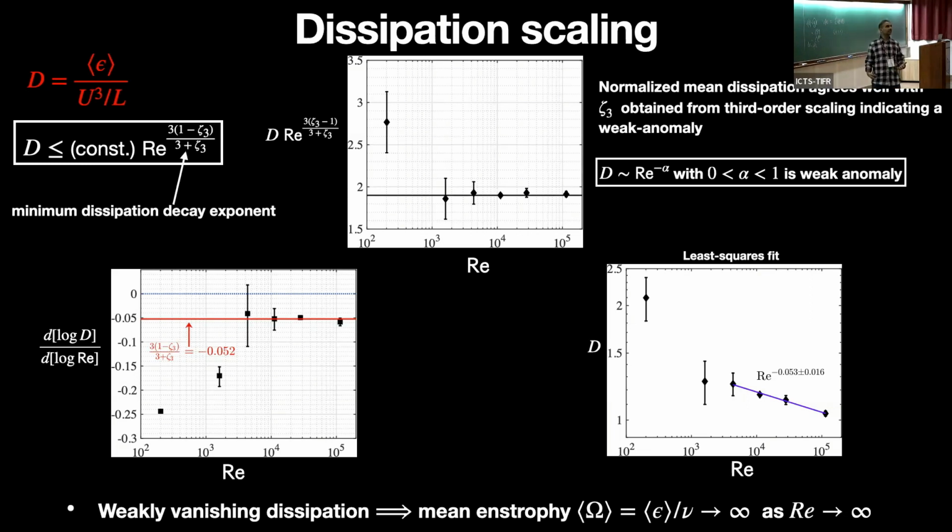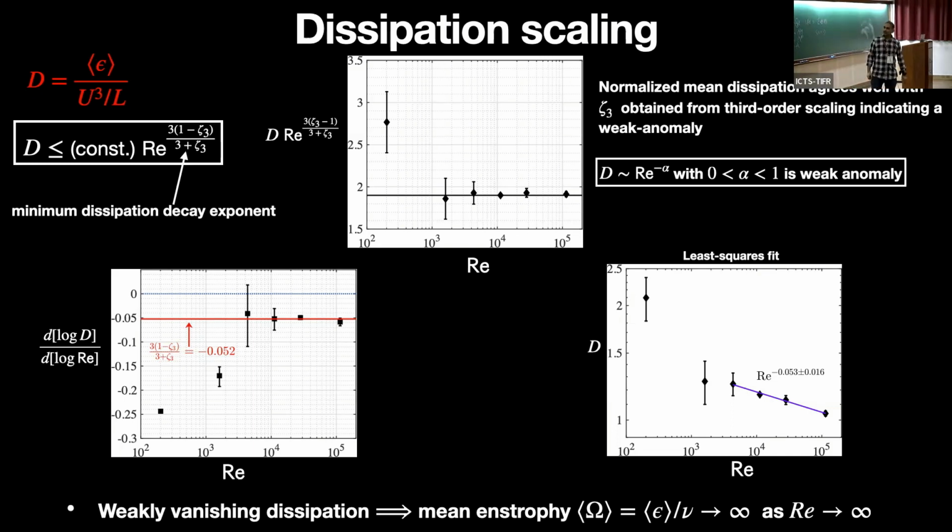You will see a value that is consistent with the value that you obtain from the exponents. So what you see here is the dissipation, the large scale data, is giving you a decay rate which is consistent with what the small scale statistics are telling you. So the normalized mean dissipation agrees well with the zeta 3 that is obtained from the third order scaling, and this indicates a weak anomaly. So this normalized dissipation goes as Re to the power minus alpha. If alpha lies between 0 and 1, this is a weak anomaly. If alpha is 0, this will be a strong anomaly. Note that in the laminar case, this will be 1. So because this exponent here is minus 0.05, this is a weak anomaly.